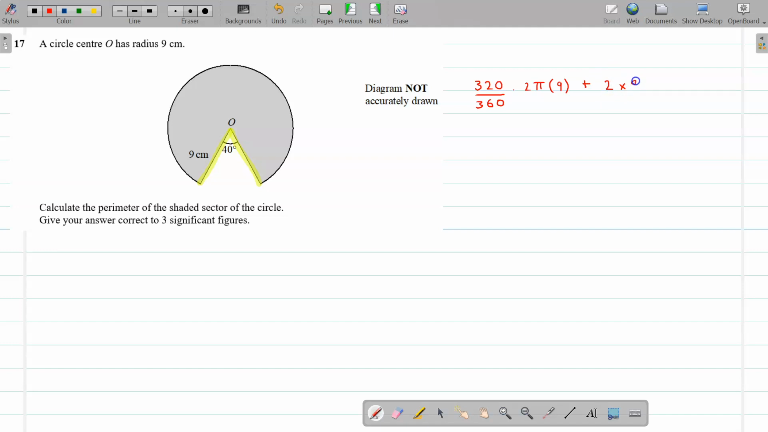Okay. So if I put all that together on the calculator, that will give me the length I require, and that comes to 68.3. Okay, 68.3 to 3 significant figures, and that's in centimeters.